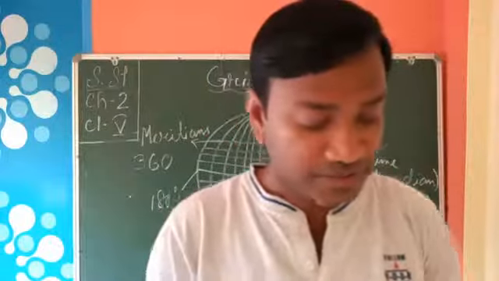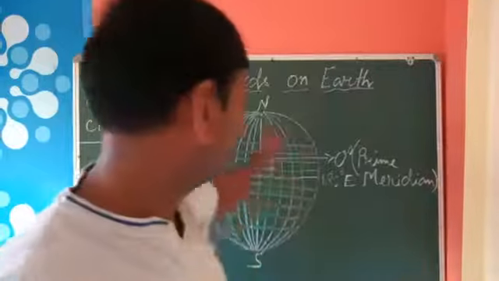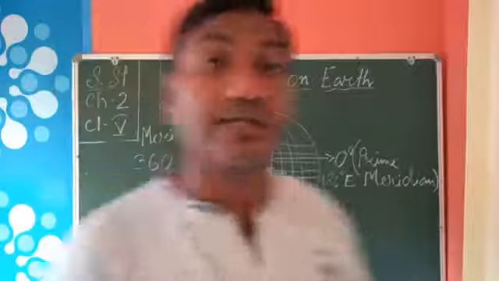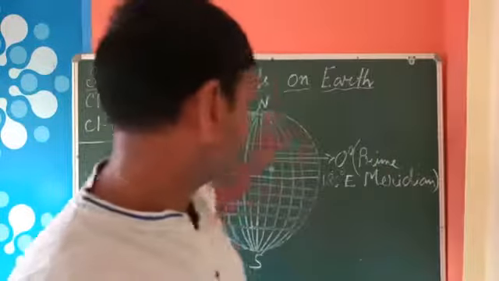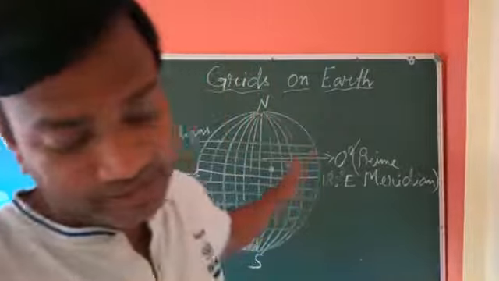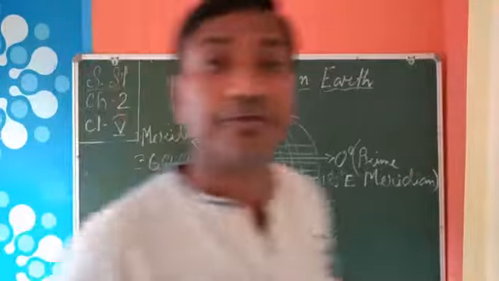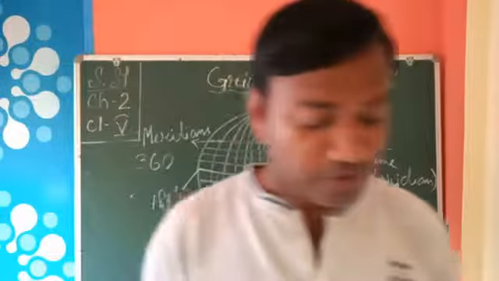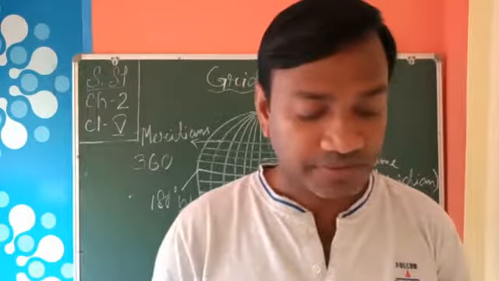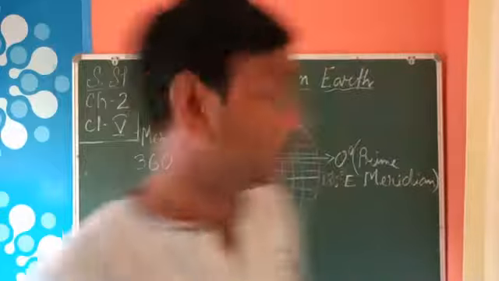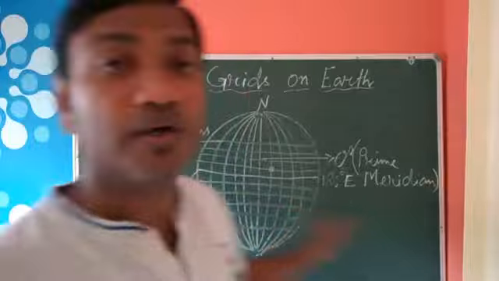The longitudes are 360 in number. We find 360 longitudes, running vertically. So these are the vertical lines running from the North Pole to the South Pole. That means from this pole to this pole it joins. The latitudes and longitudes form a crisscross pattern called a grid. So it is like a crisscross, and it is called grids.